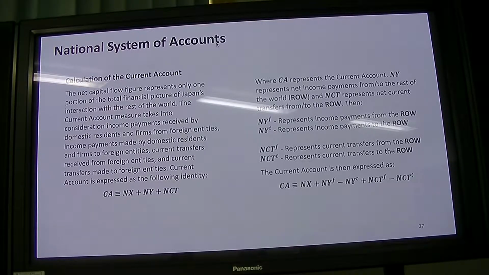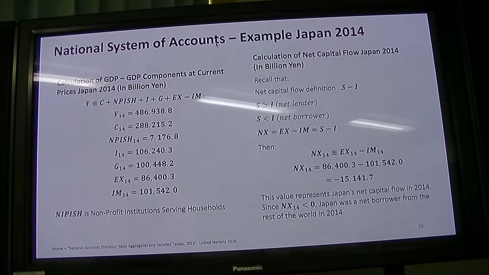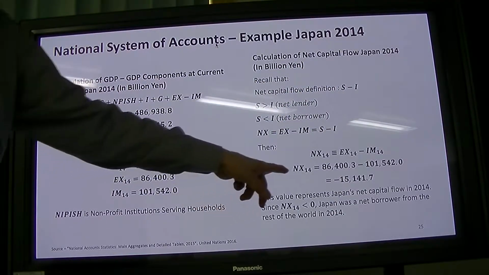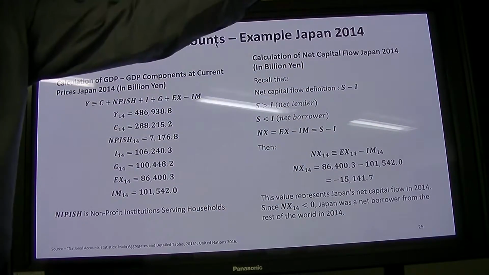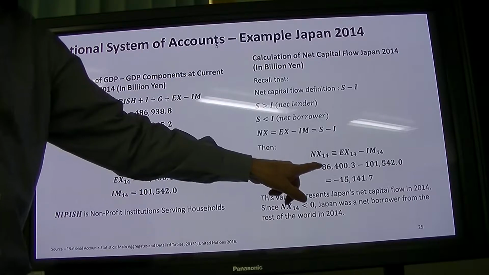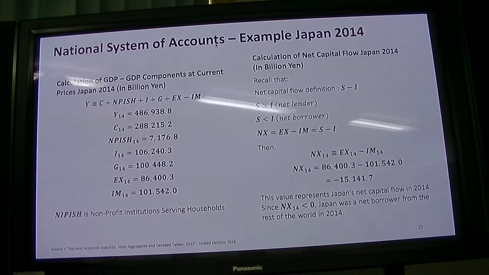And the last time we spent a lot of time talking about the net exports. And so I think that's basically where we were at the end of the last session. Let me just go back very briefly. And you can see, I think we were at this position. At the end we were talking about Japan's net capital flow, not the capital account, but the net capital flow. And it's related to the net exports. So the net exports for Japan in 2014 were negative.